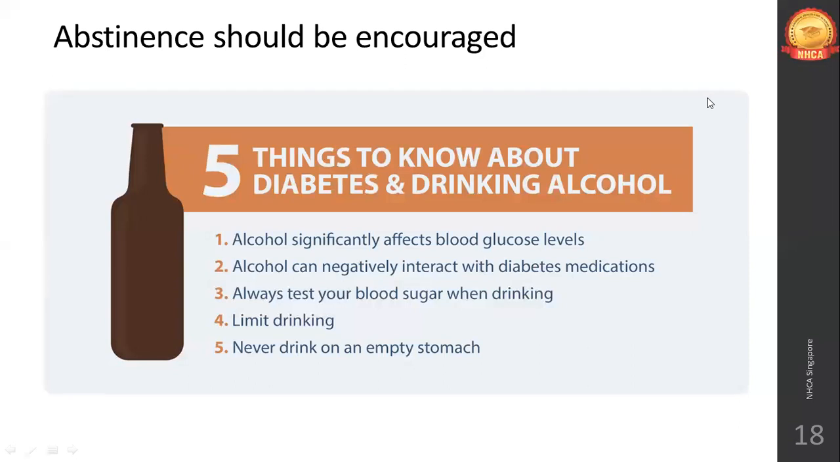Abstinence from alcohol should be the main source of management in diabetes. Alcohol can significantly affect your blood glucose levels, and it can interact with medications as well. If you are on any medication, alcohol can interact with it. So always test your blood glucose levels when drinking. If you have high blood glucose levels, do not drink. Limit your drinking as much as possible, and never ever drink on an empty stomach, because on an empty stomach the alcohol can be absorbed into your bloodstream within seconds. So try to abstain from alcohol.